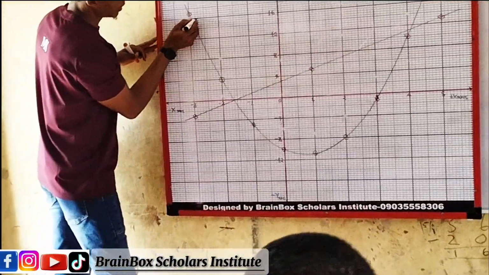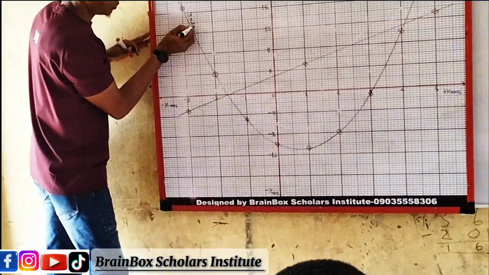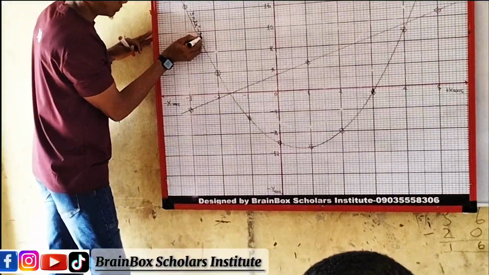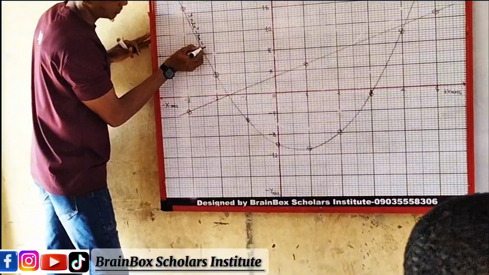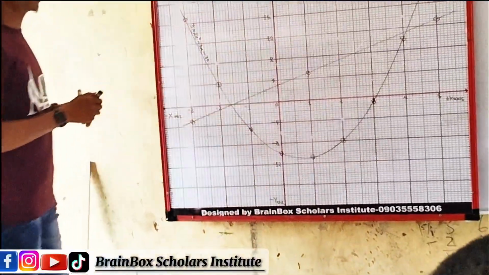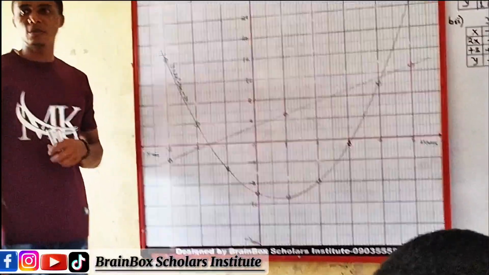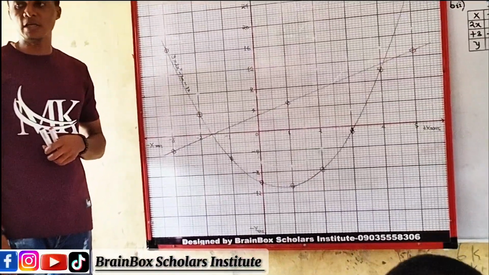So let me label my curve. Y is equal to 2x squared minus 3x minus 10. Okay? I've labeled the curve. Who has done this? Okay? Now, what's the next thing there?